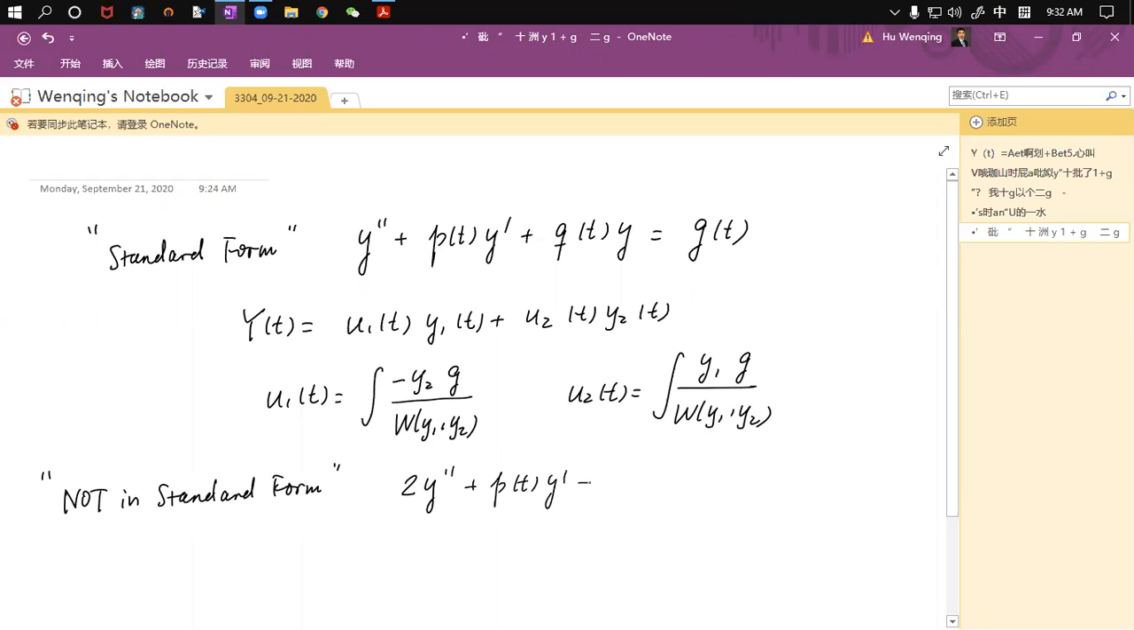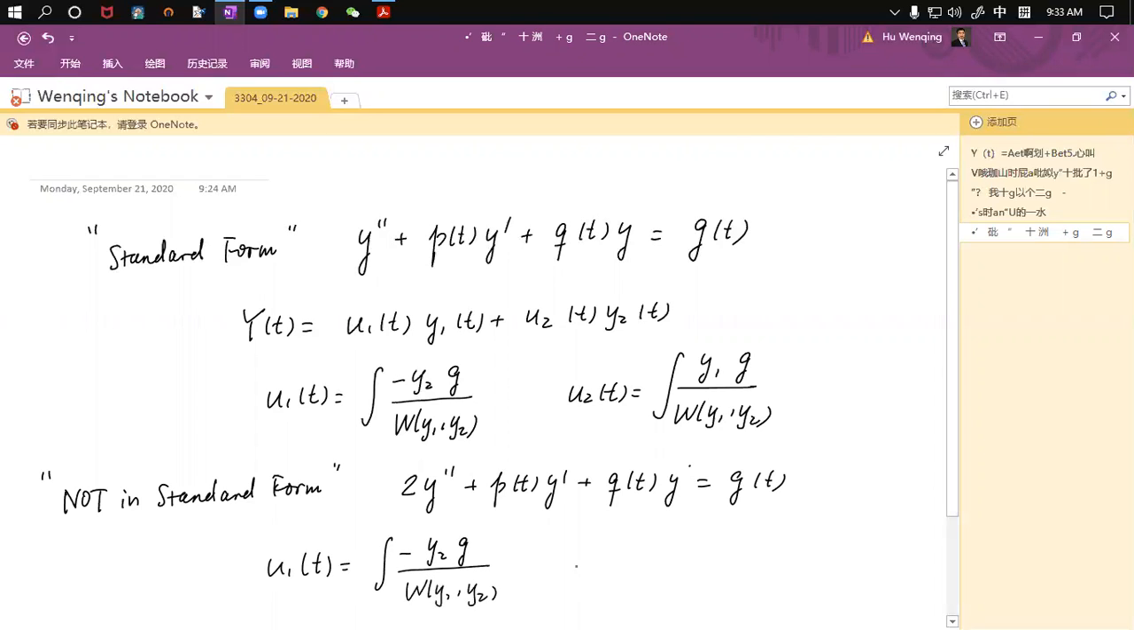Okay, so y prime, I will still use pt. Okay, qt of y prime, y is equal to g of t. Suppose it's not in a standard form. Then are you going to use the u1 of t as before? Well, if you use that u1 of t, you're going to start having problems. Why? Because of w, the Wronskian, right? So u2 of t is equal to the integral of y1 of g divided by w, y1, y2. So suppose you use this as your particular solution. Then you can see that this equation is not in a standard form.